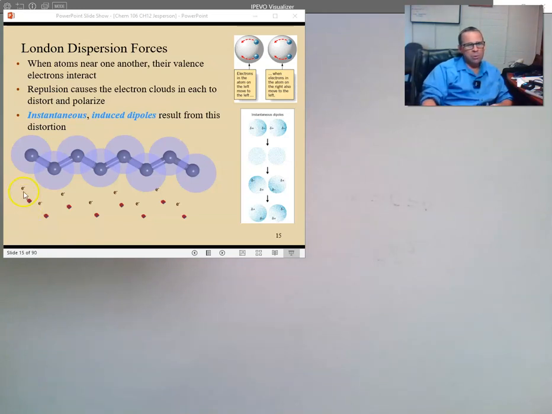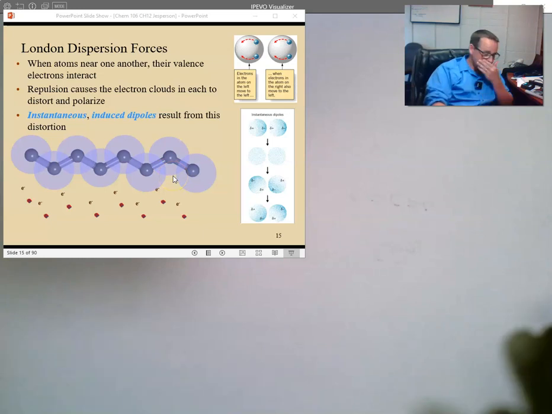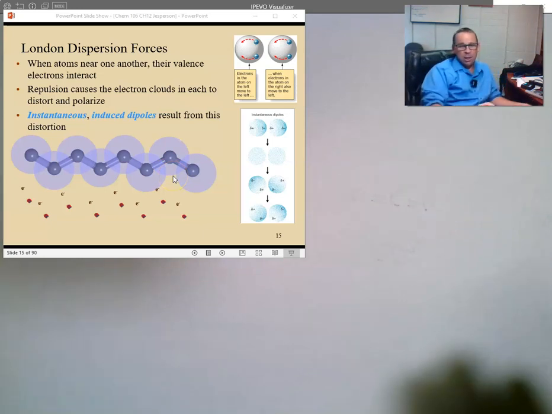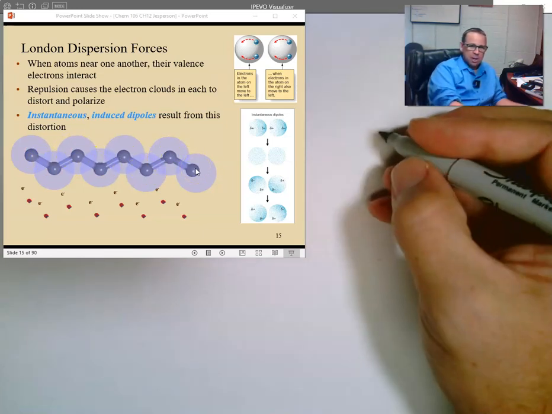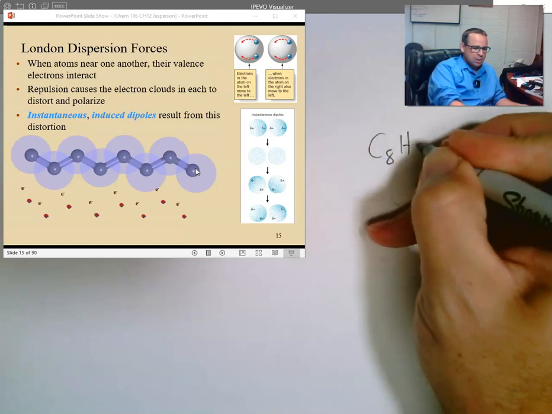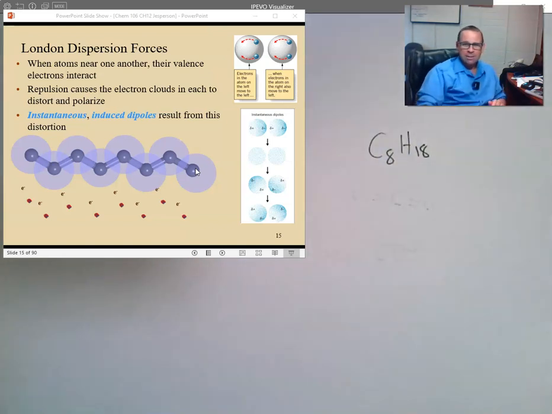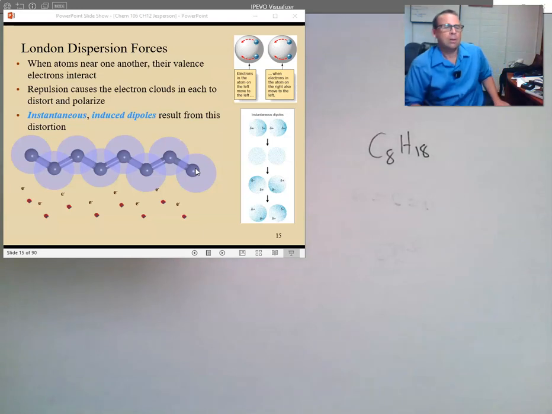So this is a picture I've tried to draw here of a compound that has 1, 2, 3, 4, 5, 6, 7, 8 carbons. I haven't drawn the hydrogens on there for simplicity. This is just a way to help people understand how London forces work. We could say this is octane, a chemical, C8H18, which is in high abundance in automotive gasoline.